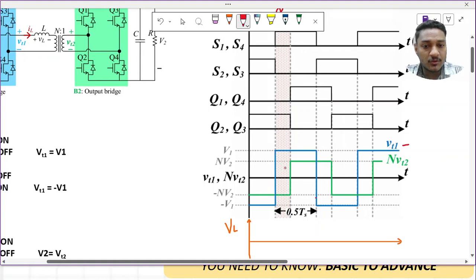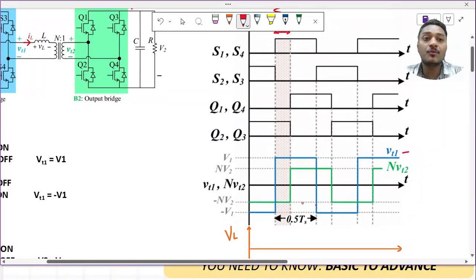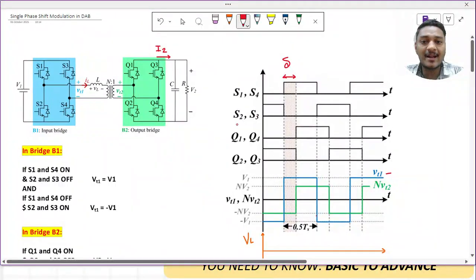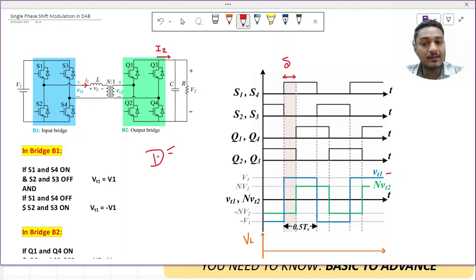Okay, so this is the nature, and one more important thing is that generally we will assume the duty ratio as 50%. So the duty ratio I am marking as D here. Basically I will mark it as small d, don't confuse between capital D and small d. Capital D we will use somewhere else. So generally we will use this as 50% pulses.